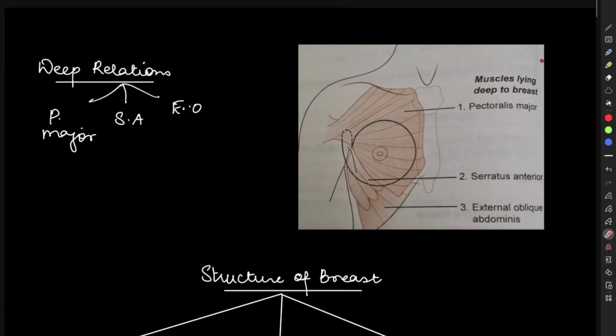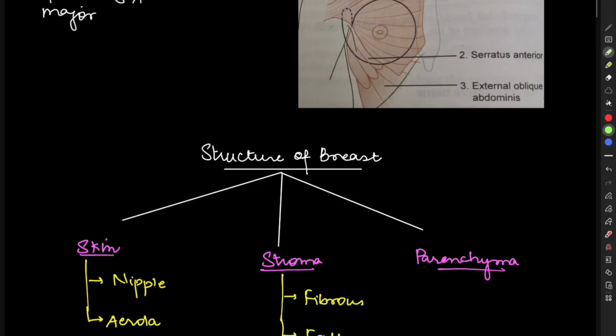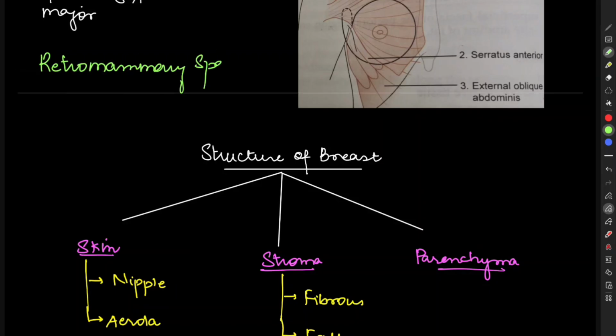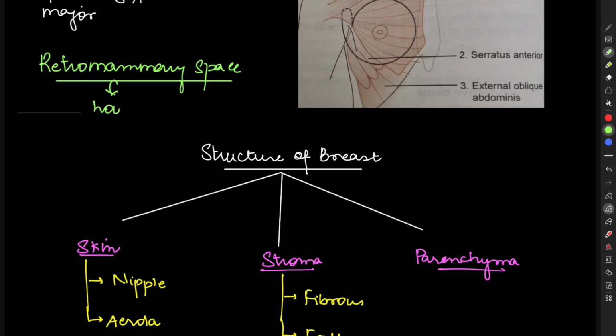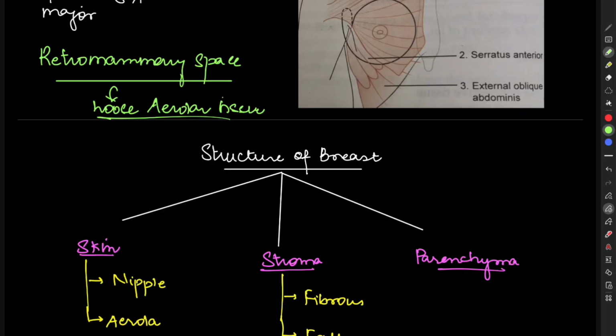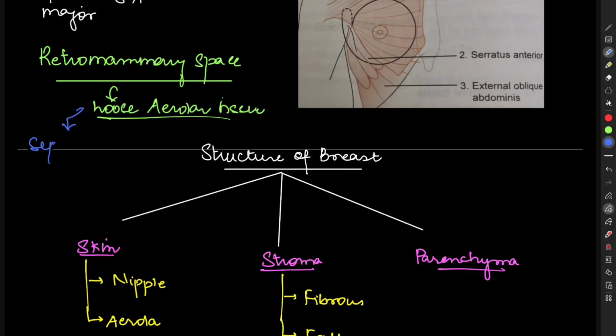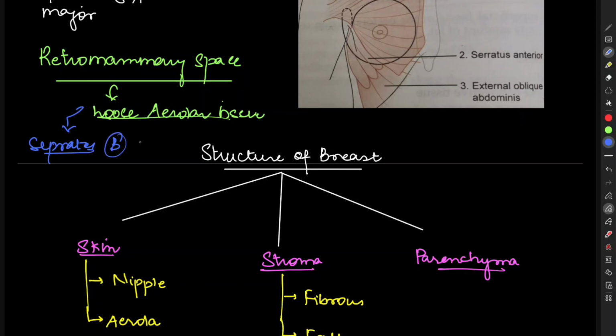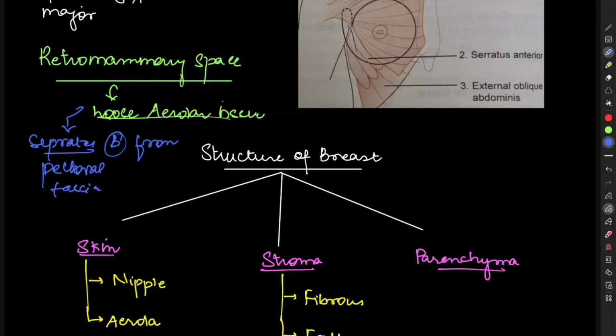उसी के साथ साथ there is a retromammary space. I forgot to add here. There is this retromammary space. Now, what is the importance of this retromammary space? This retromammary space is formed by the loose areolar tissue. It separates the breast from the pectoral fascia.